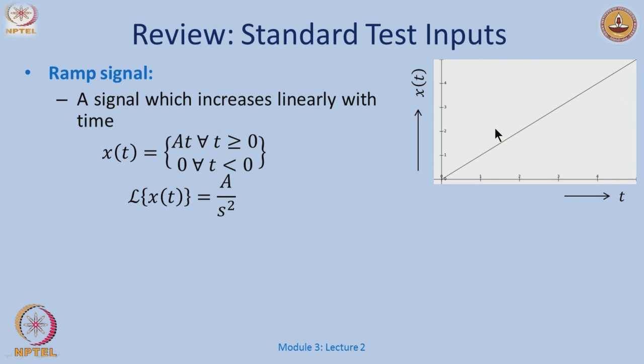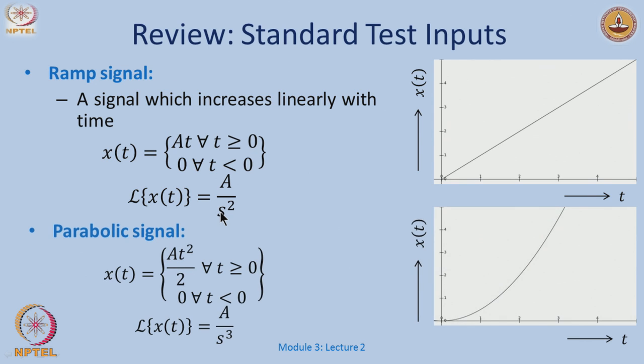A ramp is something which is constantly increasing with time at maybe a slope of 1, or it could also have a different slope depending on the value of this a, and the Laplace transform of this would be a over s square. Okay. Similarly, with the parabola, you have a t square by 2 and then the response increases actually faster than what it was here.